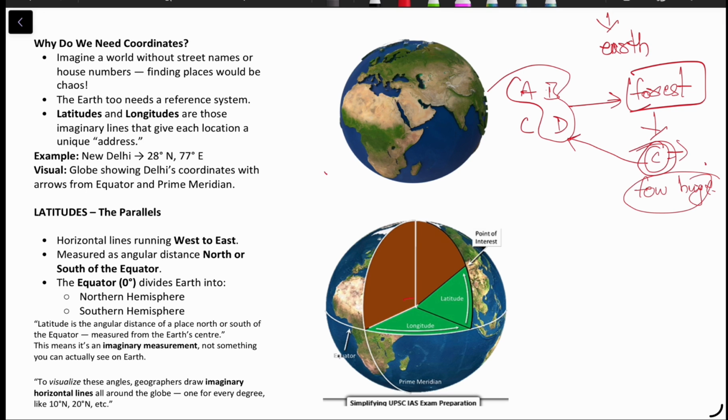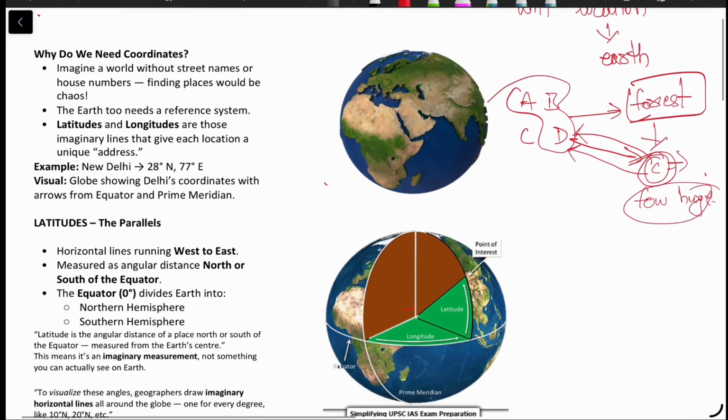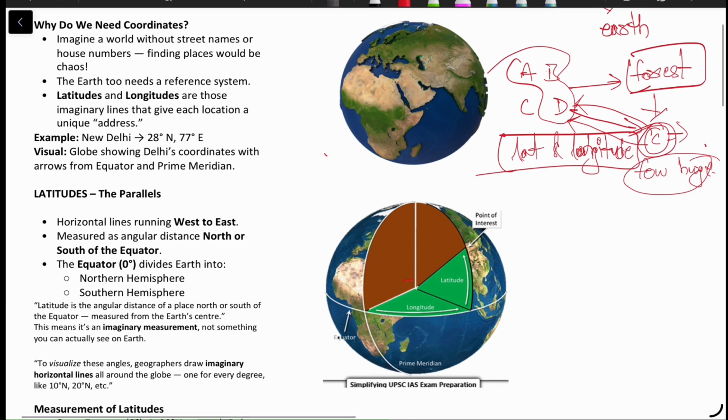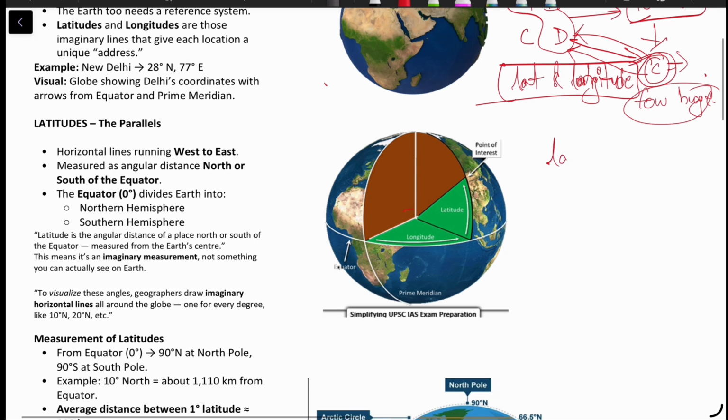So C can now send his coordinates to A, B, D so that they can find him. So what are these coordinates? These coordinates are nothing but the latitude and longitude of the location in which he is present. So that's how important latitudes and longitudes are. First we will understand the concept of latitudes.